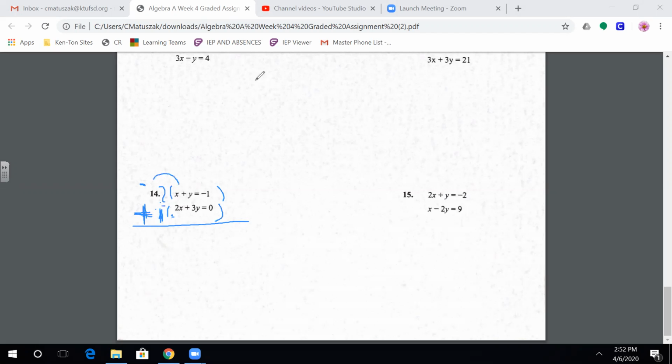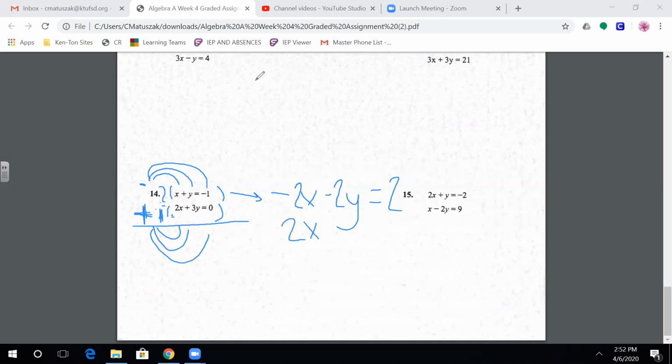So we're going to multiply everything in the top equation by negative 2. Negative 2 times x is negative 2x. Negative 2 times y is negative 2y. Negative 2 times negative 1 is positive 2. Then you multiply the bottom just by positive 1, and everything would stay exactly as it was. So I'm just bringing that equation over.